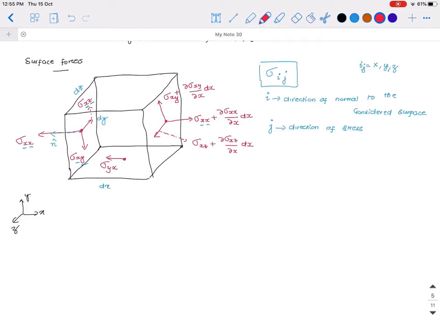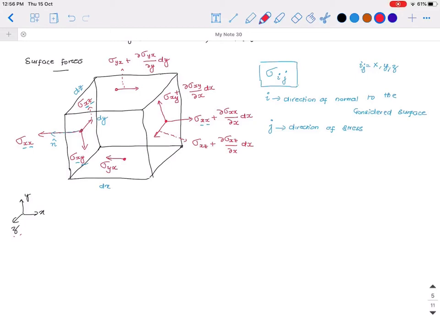Okay, so here this one would be sigma yx plus dou sigma yx by dou y times dy. Okay, similarly you can write a force acting on the front and back surface for which the direction of normal is in the z direction. But in order not to complicate this picture, I am not writing that.